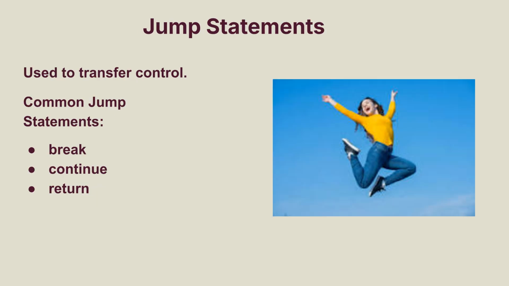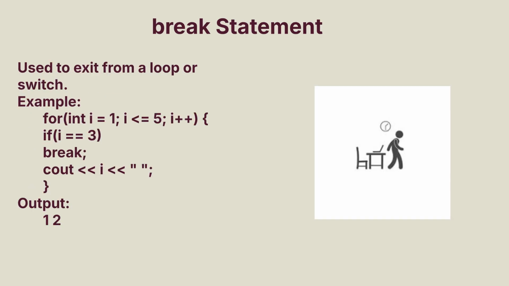Jump statements transfer control within a program. The common jump statements are "break", "continue", and "return". The "break" statement is used to exit immediately from a loop or a switch statement.